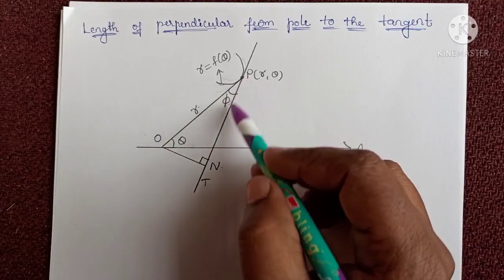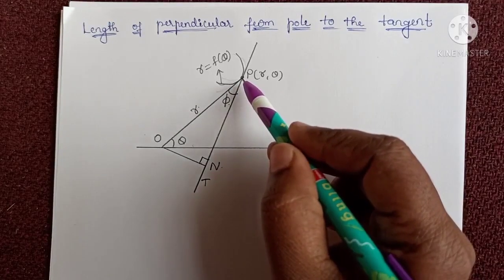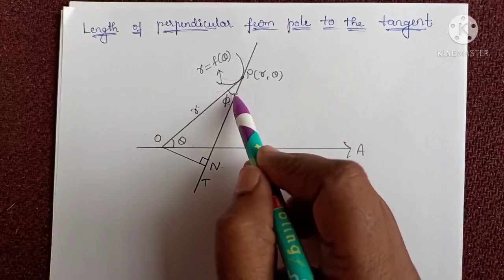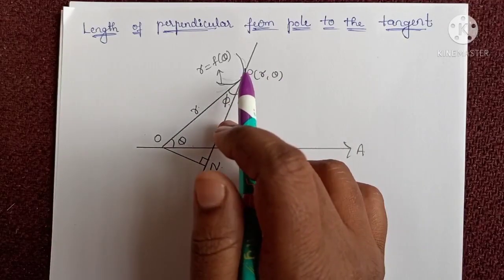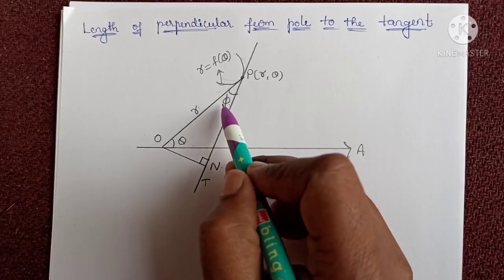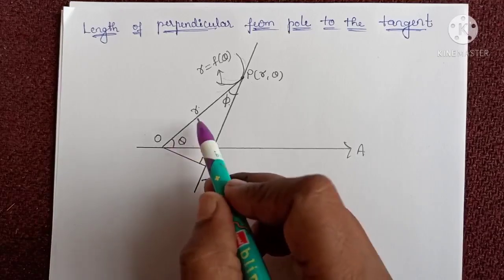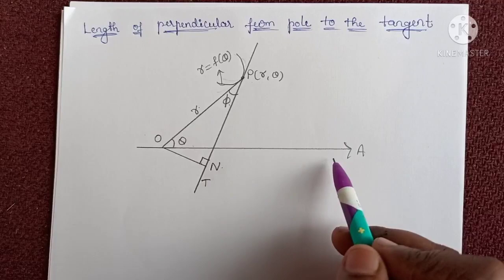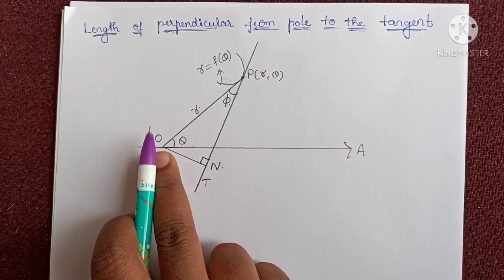Here we have drawn a tangent PT, and phi is the angle between this radius vector and the tangent. So the angle between the radius vector and the tangent is given by phi, and theta is the angle between the radius vector and the initial line OA. Okay, here now we have to find this length ON.